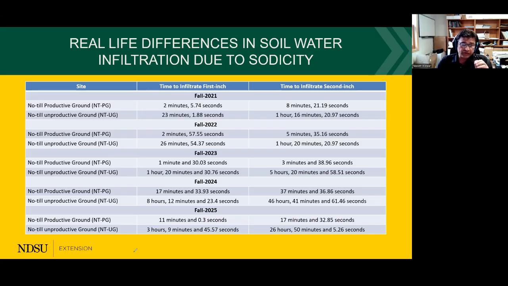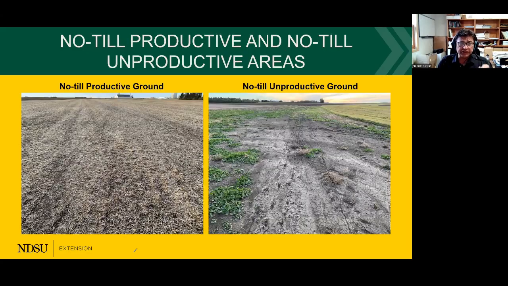Now, in the fall of 2022, similar results were found, but after that, soil water infiltration started getting much worse on the sodic site, despite the fact that both of these spots are under no-till. This would be the fifth year. And here's how these two spots looked in 2023. On your left, if you're facing the screen, is the no-till productive ground. On the right side, you could see in the background that the productive ground merges into the unproductive ground, which is a very small spot, but with very high levels of salinity and sodicity.